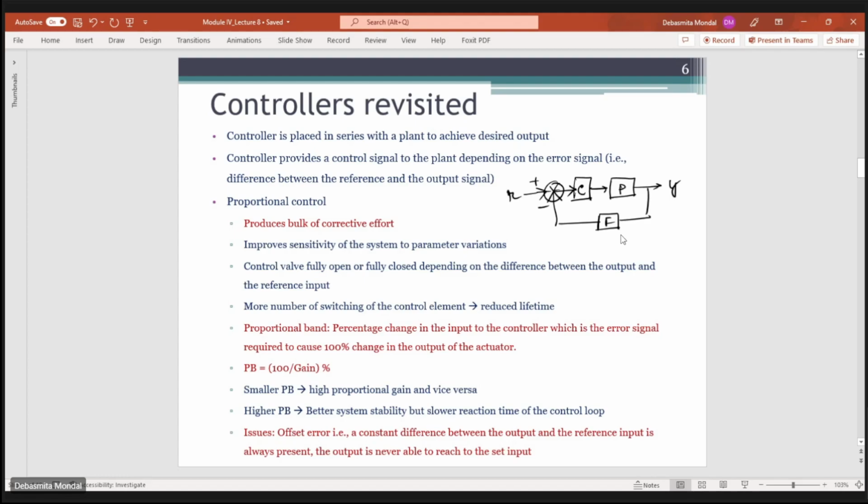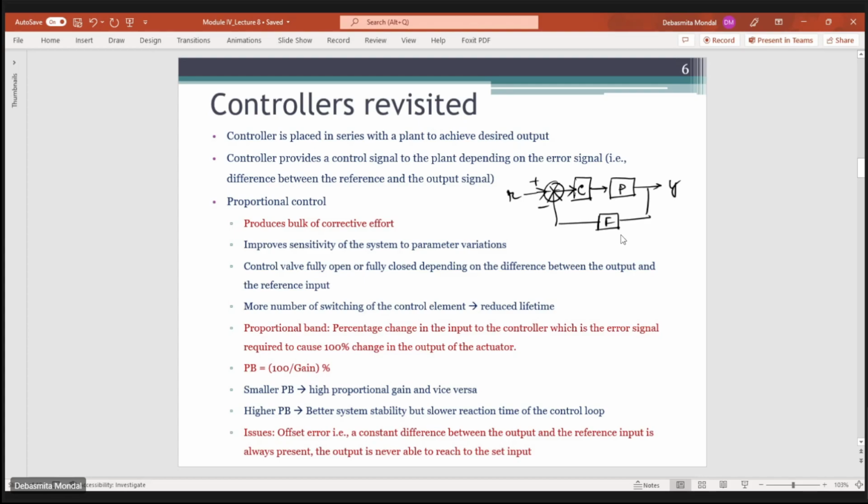Okay, so in order to cater to that, we can use the concept of something which is known as a proportional band. Okay, so proportional band is basically defined as the percentage change in the input to the controller, the input to the controller being the error signal, which is required to cause 100% change in the output of the actuator.